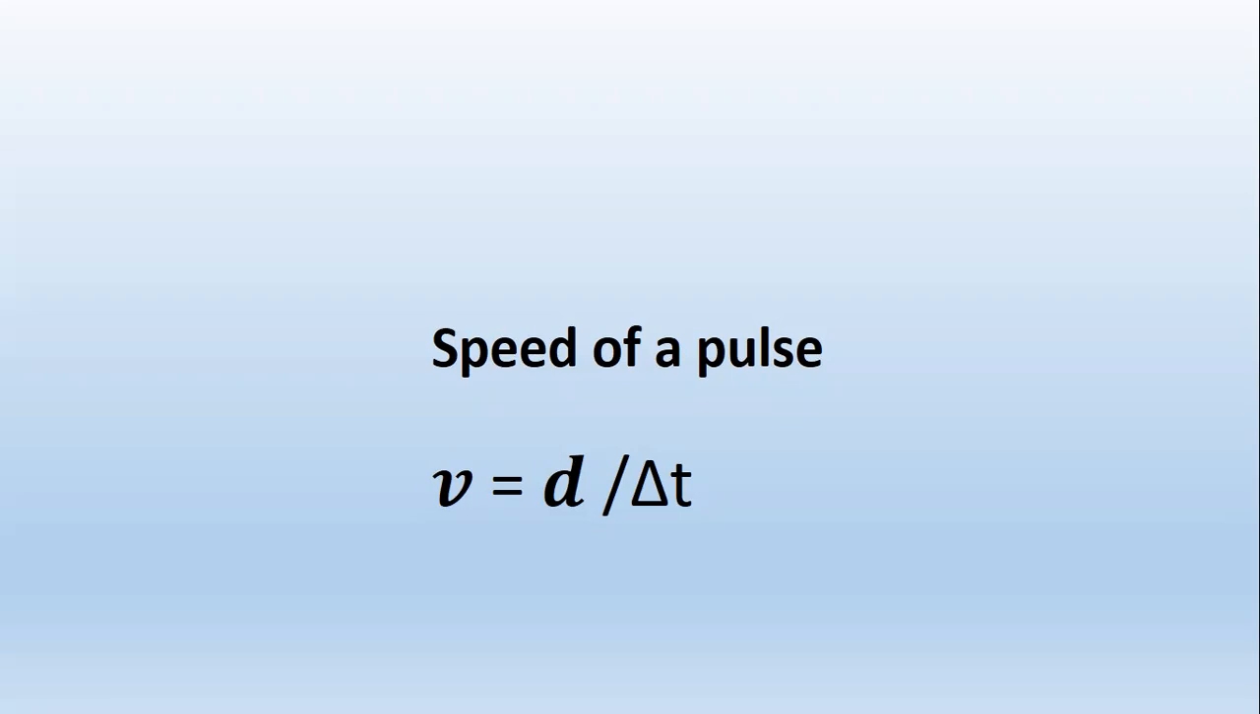Now in physics, the formula that we are most definitely going to use is V equals distance divided by change in time. This is the formula that we can use to calculate the speed of a moving pulse. Now let's talk about the units of these parameters. The first parameter, which is called the velocity, the units that we are going to focus on are meters per second. These are the units for our velocity or our speed of a pulse.